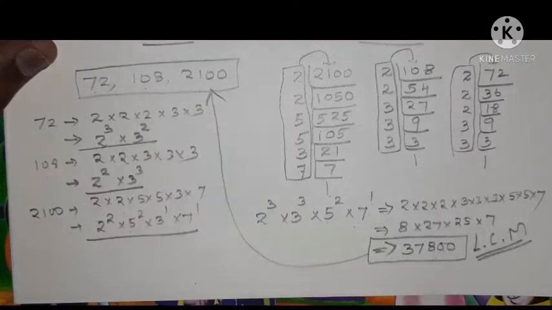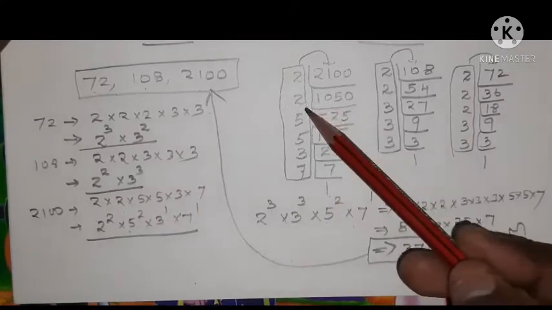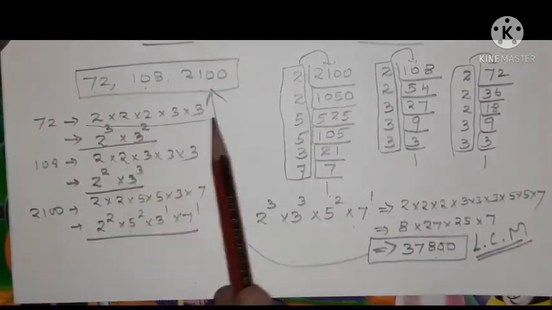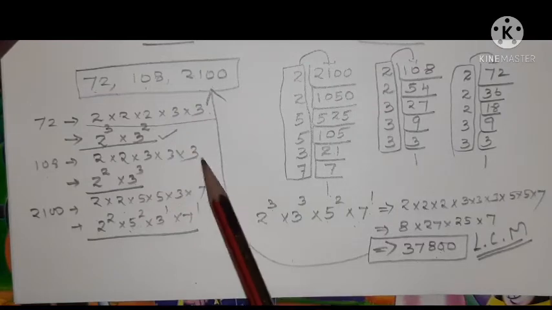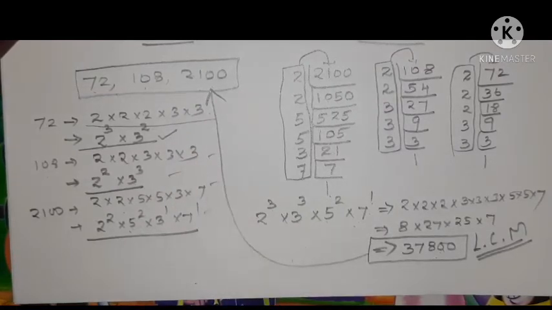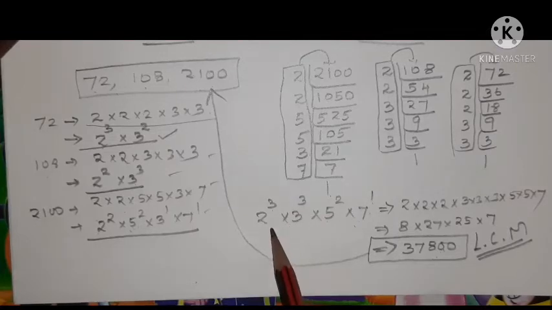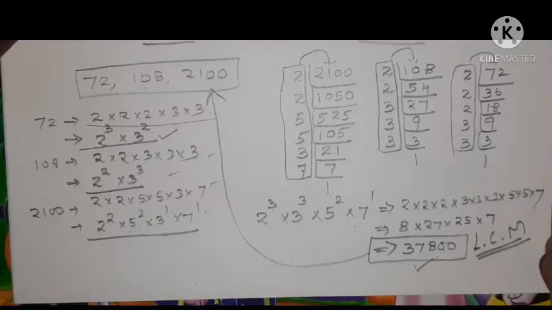Let me repeat the steps. First, we should express the given numbers in terms of prime factors, and we should write them in the form of powers, right? We have written that for all these three. Then we should identify the highest powers of all the factors and multiply them, so that we get the LCM of the given numbers. Fine. Hope you are able to understand and follow.